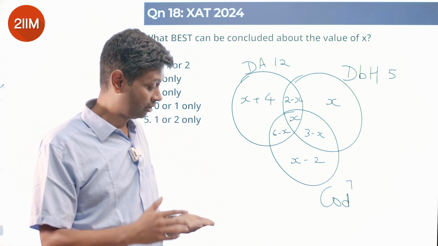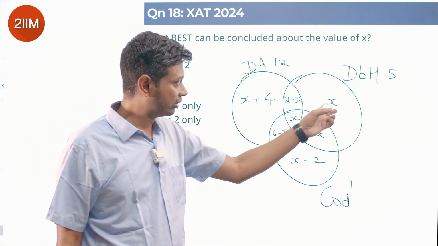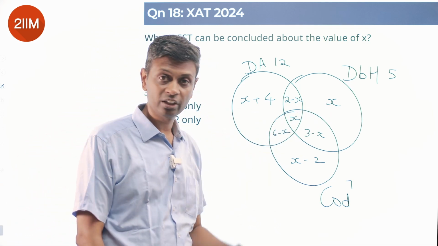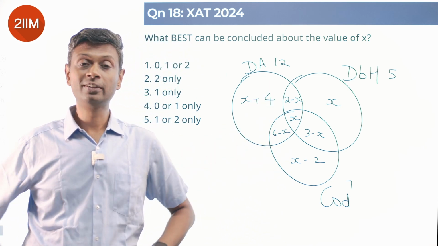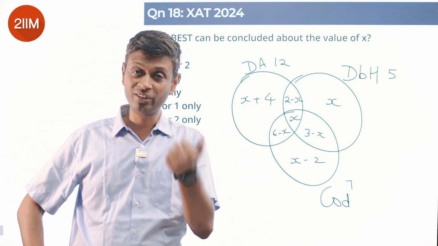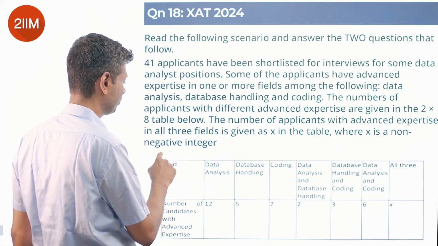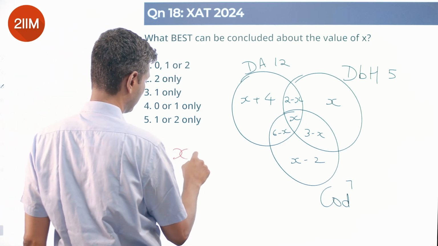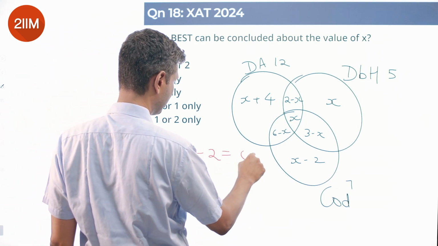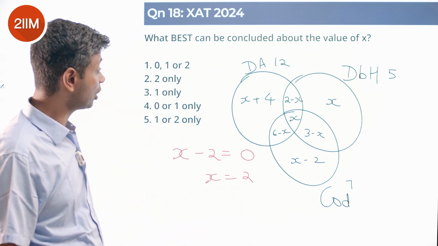That means x is 0, 1 or 2. x cannot be negative because there's an x sitting here, an x sitting here. And there's an x minus 2 sitting here. There is 2 minus x and x minus 2. Very interesting. 2 minus x should exist. x minus 2 should exist. Both can't be negative, or both should be 0. Quite beautifully, we know that x minus 2 equals 2 minus x equals 0, or x is 2. So what best can be concluded about the value of x?